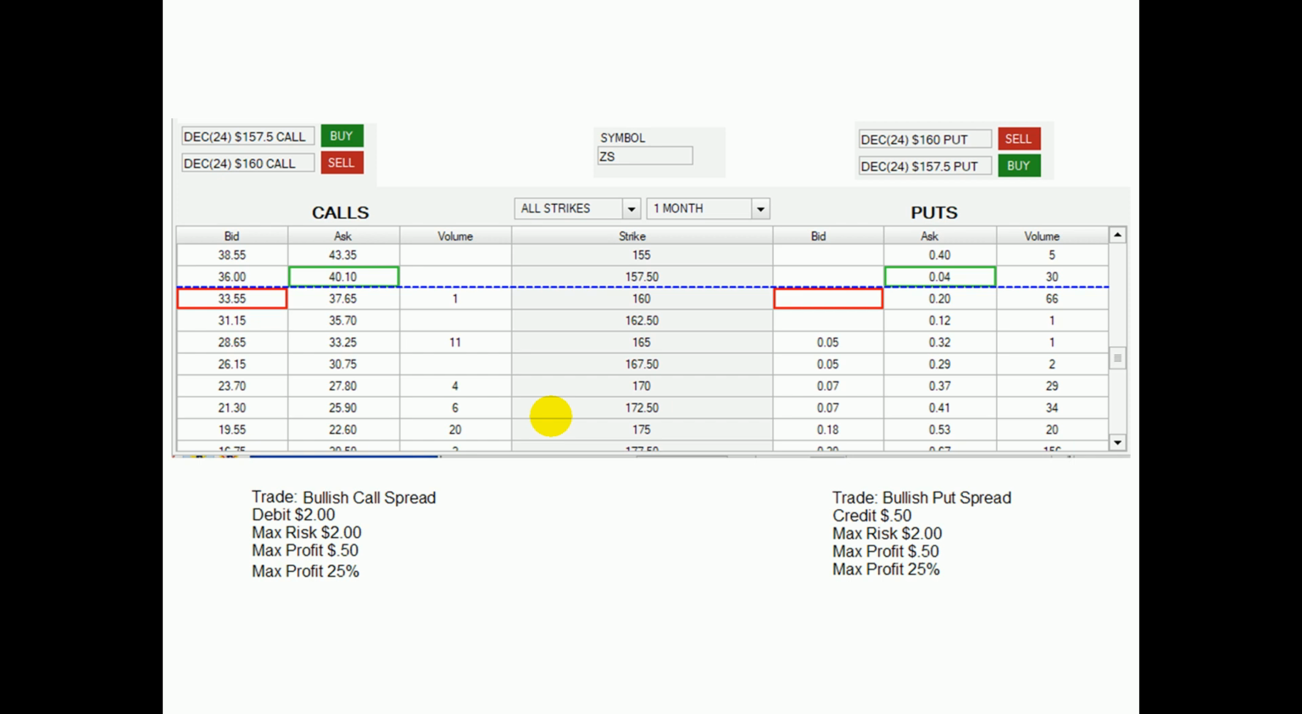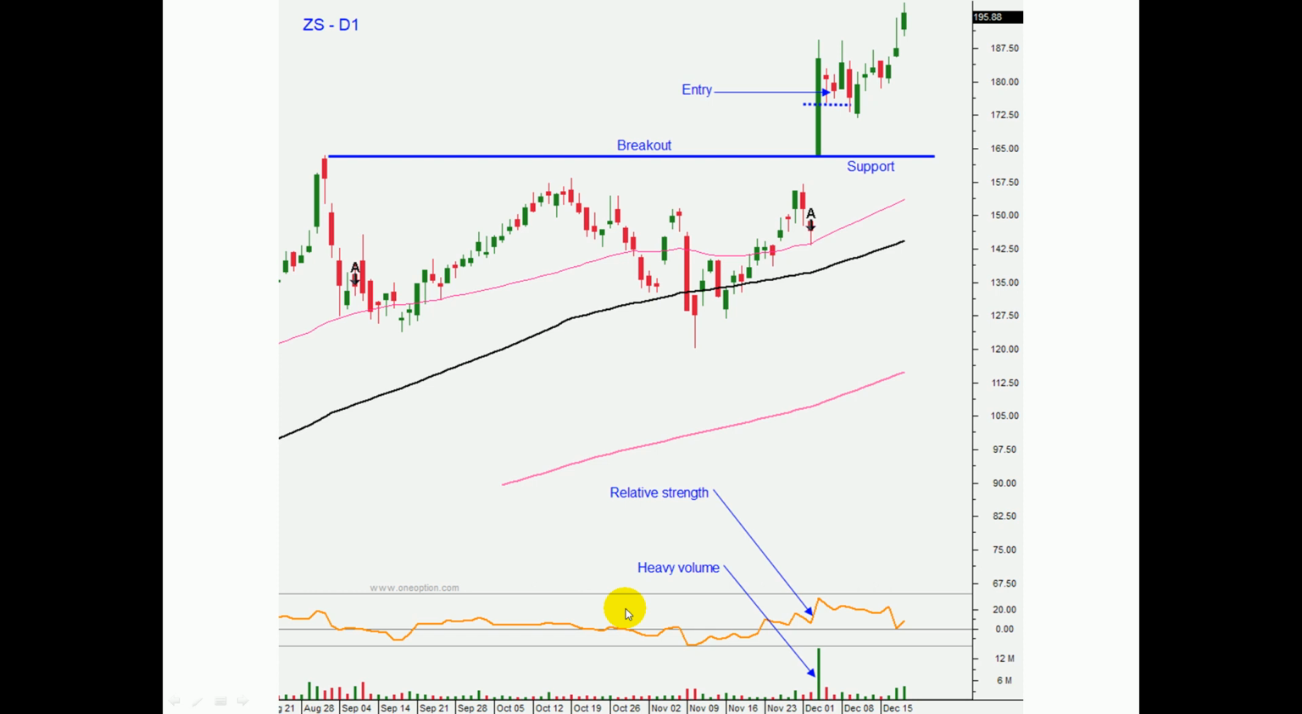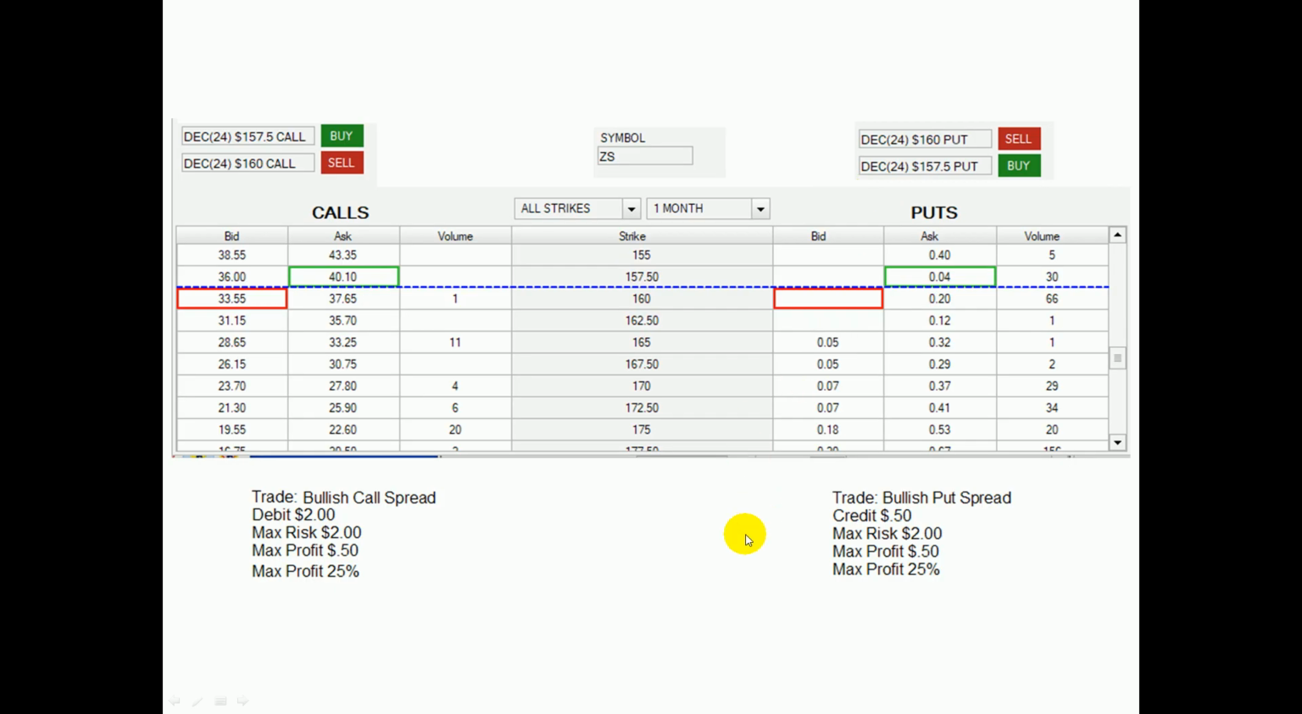So let's take a look at two different approaches to the same trade, which was on ZS. And I'm just going to go back to the chart very quickly. Okay, so we have a neutral to bullish bias on this stock. One thing that we can do is we can sell an out of the money bullish put spread below the strike price. We can also buy an in the money call debit spread. So as the stock goes higher, that also is neutral to slightly bullish. So let's take a look at the P&L for both of these.